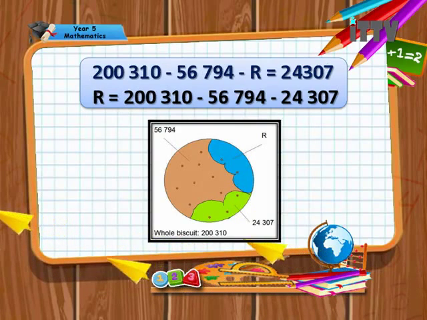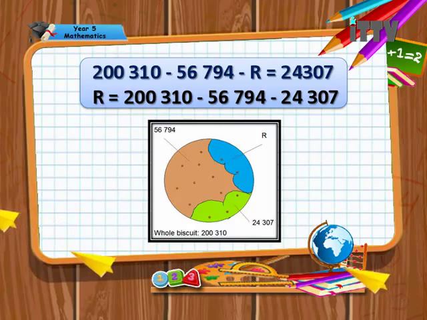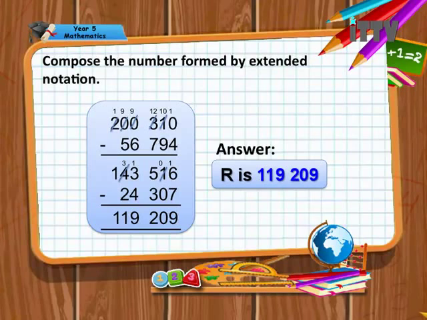So, it's 200,310 minus 56,794 minus 24,307. That should give us the answer for the missing number, R. So when you minus the two numbers from 200,310, you should have it looking like this. And it should give you the answer 119,209.